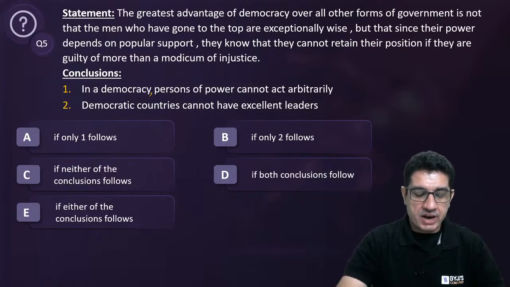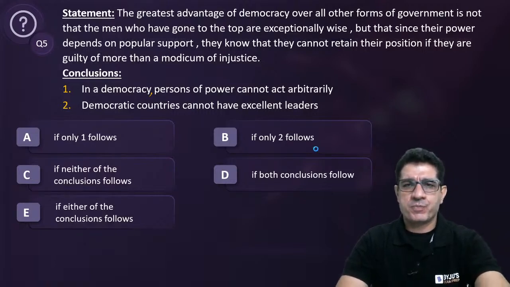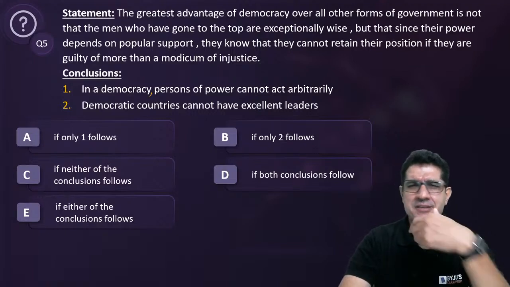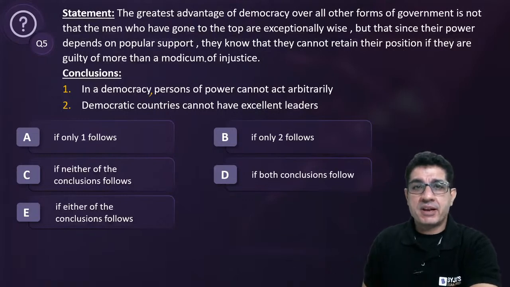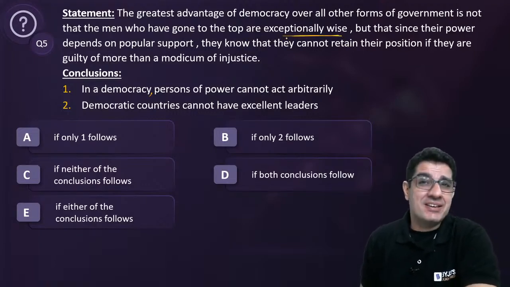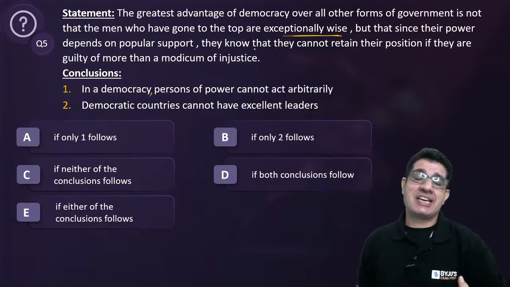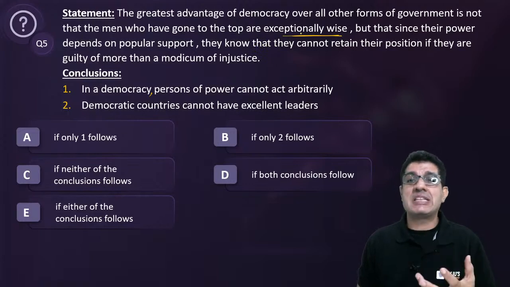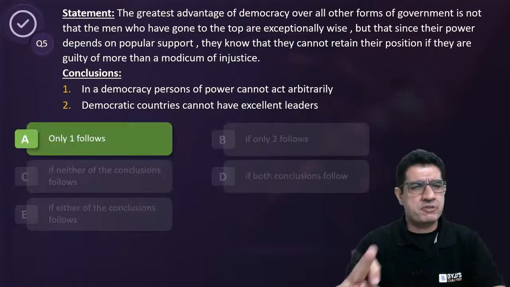Okay, so we are getting A's from Pragya and Sushmita. Let us see. So first is definitely true. How about second? The paragraph says, is not that the men who have gone to the top are exceptionally wise. So they may not be, but they may. So what this implies is that it is not necessary for the exceptionally wise to rise to the top. It does not mean that somebody who is exceptionally wise cannot rise to the top. So 5th answer is A.